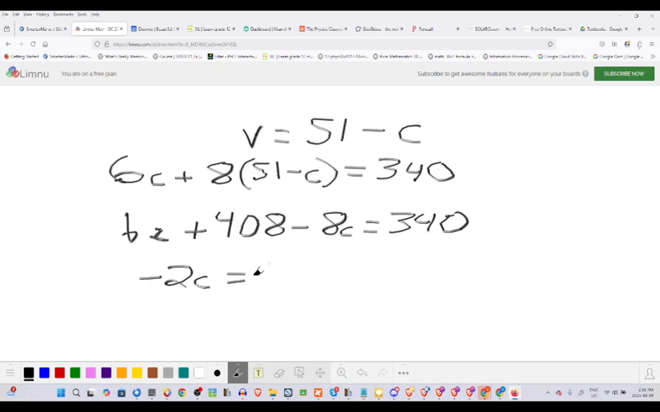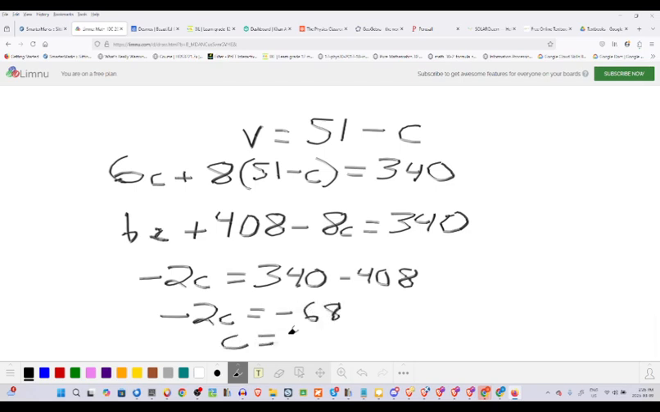Move our 408 across by subtracting 408 from both sides. And we get negative 2 cars equals negative 68. So we should have 34 cars, which would make 17 vans. So if we do 34 times 6 plus 17 times 8, that does make $340. So we can substitute this one in to check.